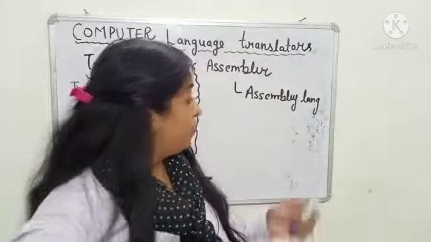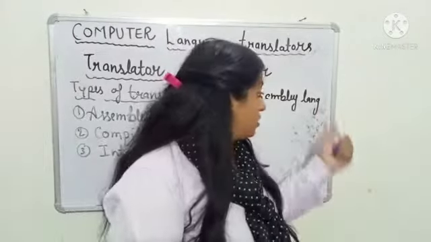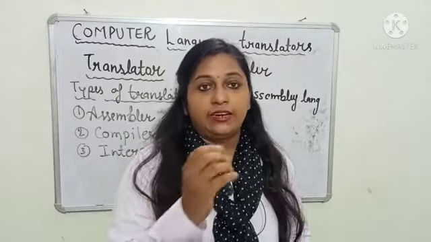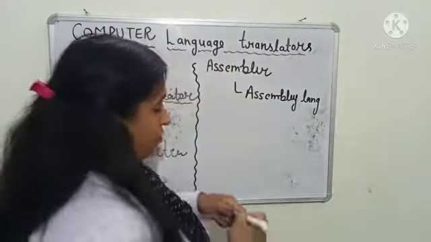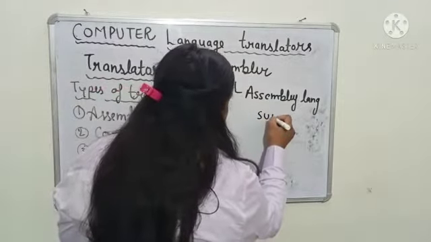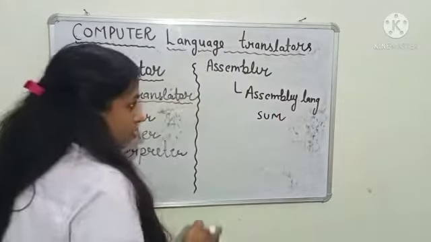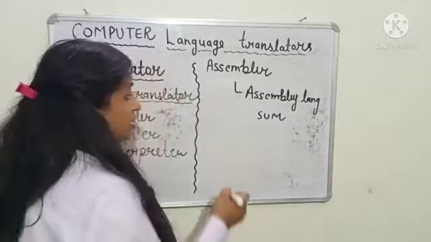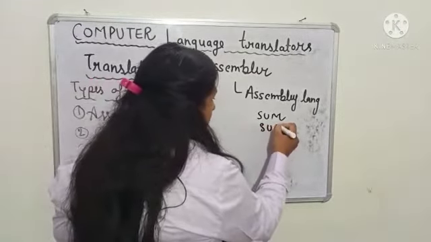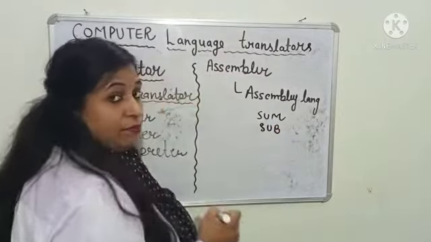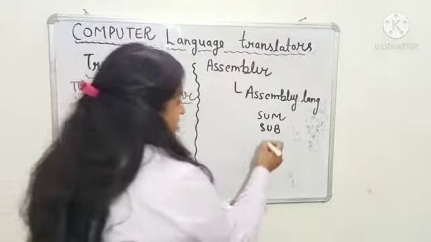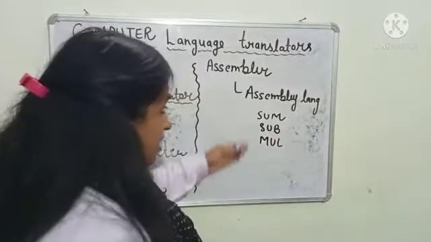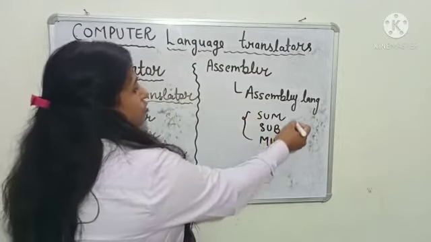Like if you want to do addition in assembly language, then we will write here sum. If you want to do subtraction, then we will write here subtraction. If you want to do multiplication, then we will write here multiplication. So these are mnemonic codes.